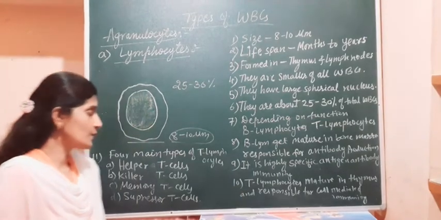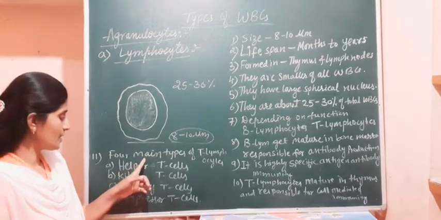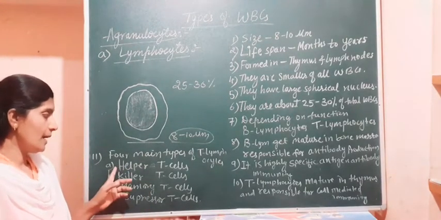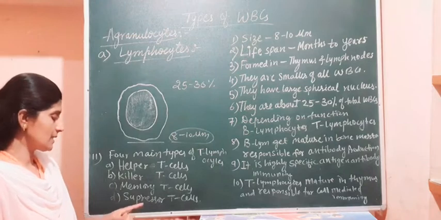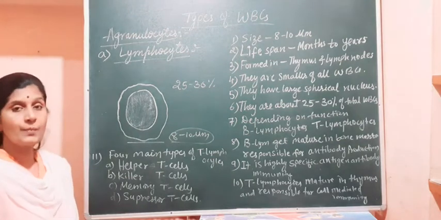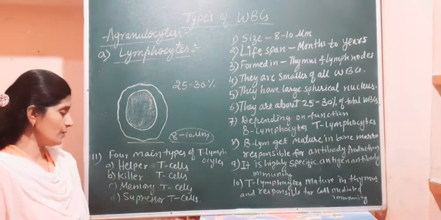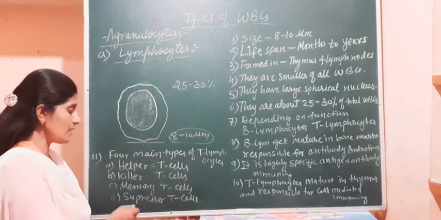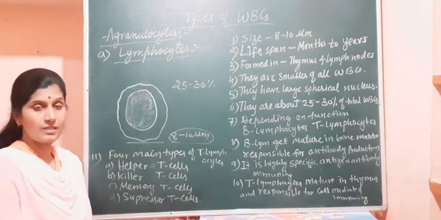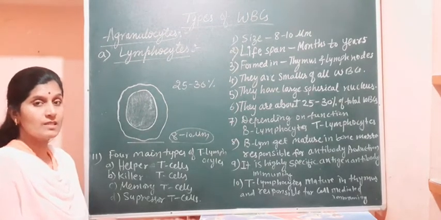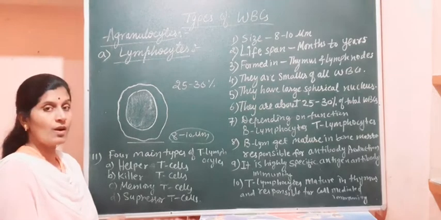The T lymphocytes have four main types. They have been broadly differentiated into four types: first, helper T cells; second, killer T cells; third, memory T cells; and next, suppressor T cells. Why have they been divided? Because these T lymphocytes perform different functions, and on the basis of their different functions they have been assigned their work, and as per their work they got their name.